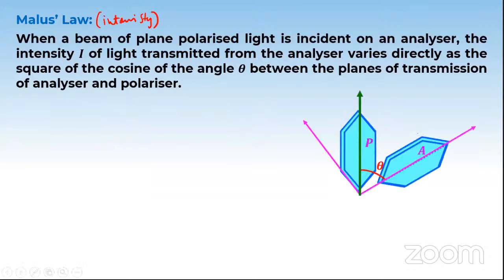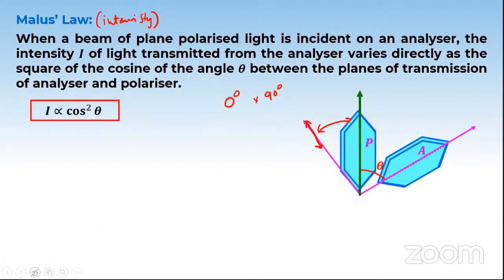See, when the light wave is in a particular axis and the polarizer is in a different axis, both of them are not exactly parallel or perpendicular to each other. They're at a different angle, not at 0 or 90 degrees. They're in between 0 and 90 degrees. Then the intensity of the outgoing light from the polarizer is proportional to cos square theta. It depends on the angle.